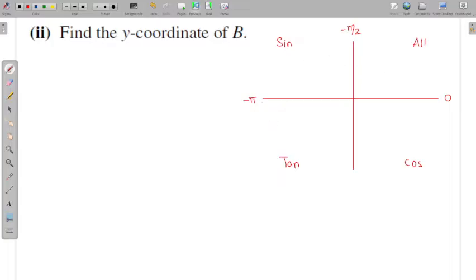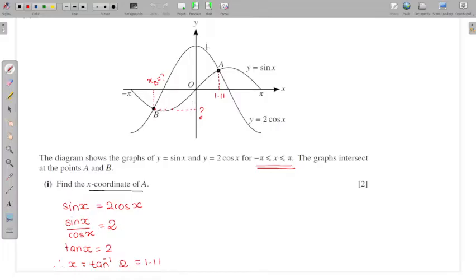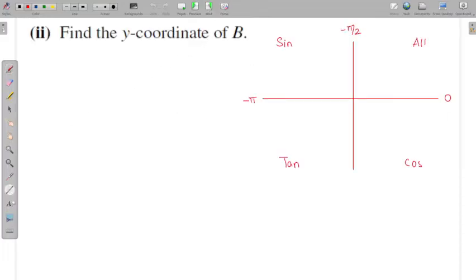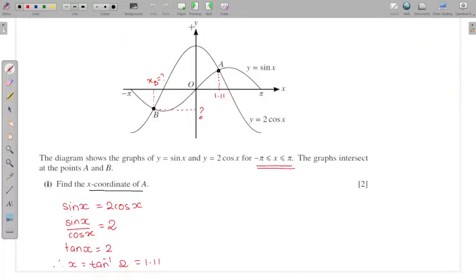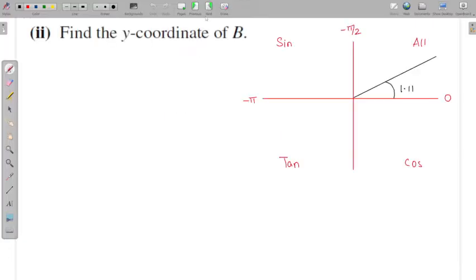In the first part we have got x equals 1.11, so 1.11 will lie in this range, right? If 1.11 lies in this range, now we have to find out what the other value of x was. For that, if this is 1.11, that means this is also 1.11.